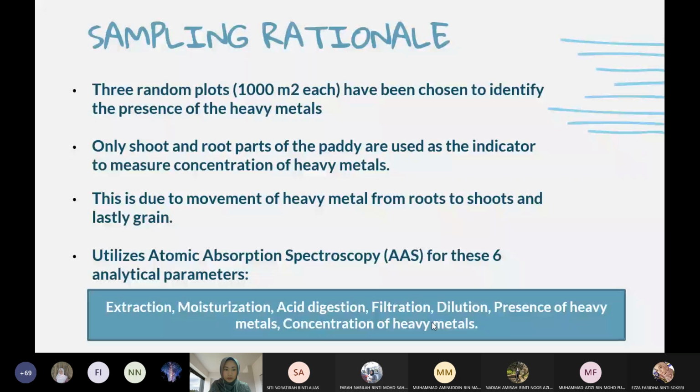This flora sampling utilizes atomic absorption spectroscopy, AAS, for the 6 analytical parameters or methods, which can be seen in the column below. First is extraction, moisturization, acid digestion, filtration, dilution, presence of heavy metals, and concentration of heavy metals. Next slide.